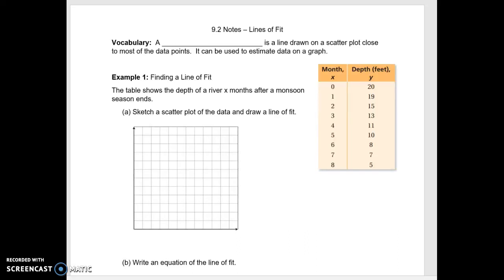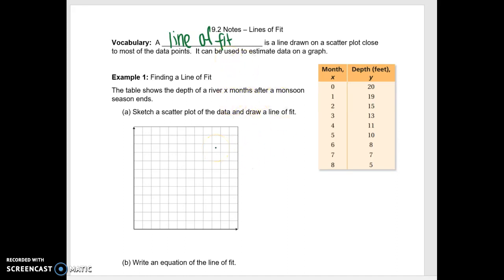Guys, so today we are going to learn what a line of fit is. A line of fit is a line drawn in a scatter plot close to most of the data points. It can be used to estimate data on a graph. So basically what you're going to do is take the data that is given to you, plot it on a graph and draw a line of best fit.